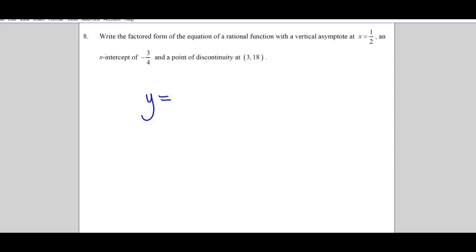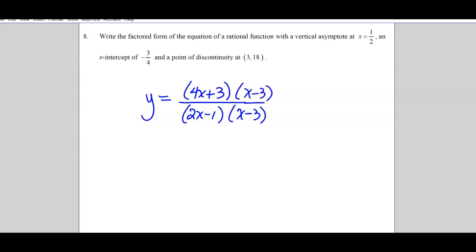So, y equals vertical asymptote, so that's going to be 2x minus 1. X-intercept would be 4x plus 3. Point of discontinuity would be x minus 3, top and bottom. Okay, I called it A before, and then that got confused with the stretch factor. Let's just call it k. So we want to check. So if we simplify that, we want to now put in, I'll do it like this.